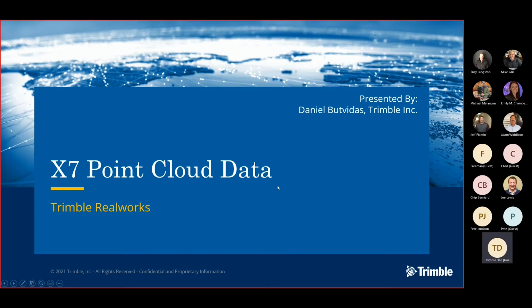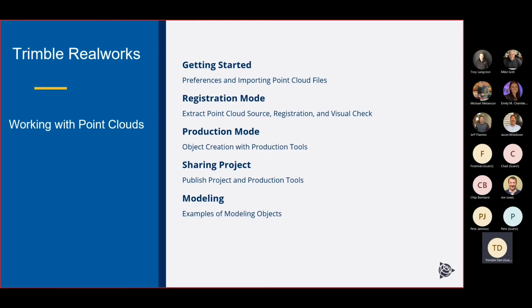All right, so X7 RealWorks. Okay, so we're going to try to get through the long short list here. RealWorks and point clouds. So just some slides of the important things when you work in RealWorks, what to do. The preferences. So we'll start with getting started. Then we'll have the registration mode. That's the critical stage of putting the point clouds together. And then moving into the production mode, and then show an example of a shared project and using a production tool, and then just some simple examples of modeling.